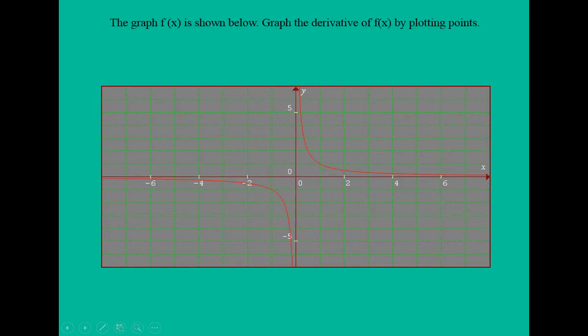The graph of f of x is shown below. Graph the derivative of f of x by plotting points. Now we found the derivative in the last slide by plotting some points and then looking at the graph, and we saw it was linear, and we were able to find the equation of the line. Now we're just going to graph the derivative function.